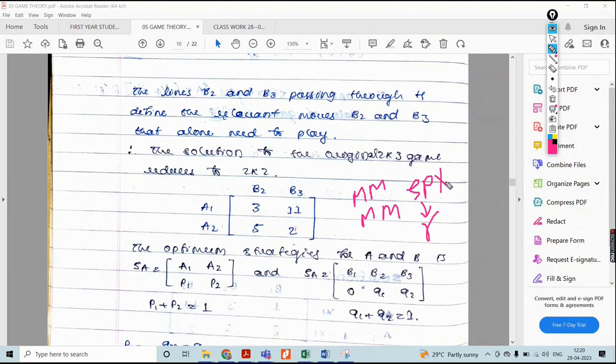The 2 cross 2 method. Now you are having B2, B3, A1, A2, so that we get the optimal strategy for player A and player B. B1 you already take as 0 itself, but for B2 and B3 you have to identify Q1 and Q2. That is for the player B. This is SB, not SA. This is SB. Then SA is A1, A2, P1, P2. Then you will get P1 plus P2 is equal to 1, Q1 plus Q2 is equal to 1. Then adopt this method.